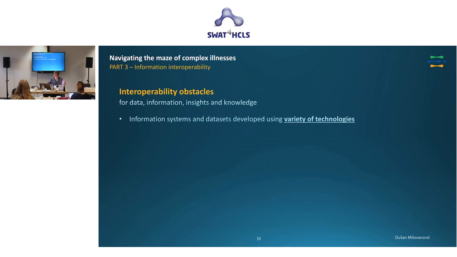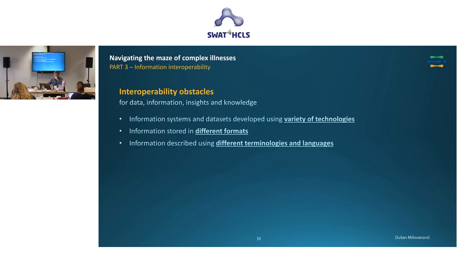And I think we can group interoperability obstacles in three groups. We know that all these different information systems, data sets, all that we use technology for, are all developed using different technologies. Information in these places is stored in different formats. You have these tables, relational models, you have documents, you have flat files, CSV files, you have this semi-structured XML and whatever. So this is what we have. And information is described using different terminologies, to make it more complex, also languages, right?